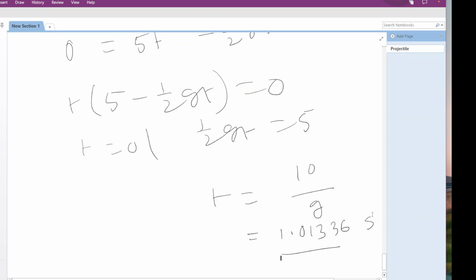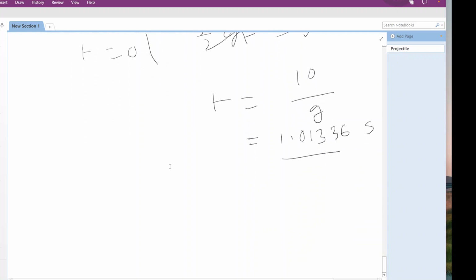And here a degree of accuracy is important, and this is a typical problem. You can repeat the step for range, and the maximum range is always when the angle is 45 degrees.